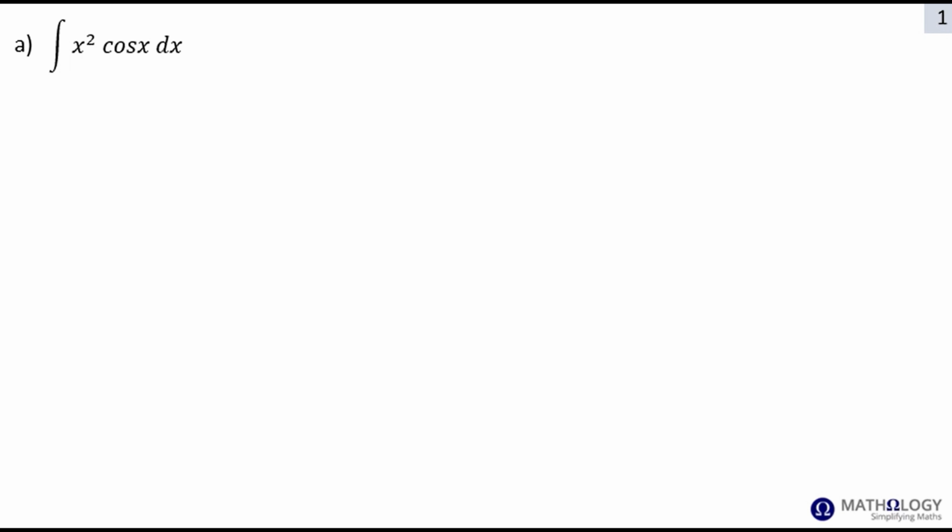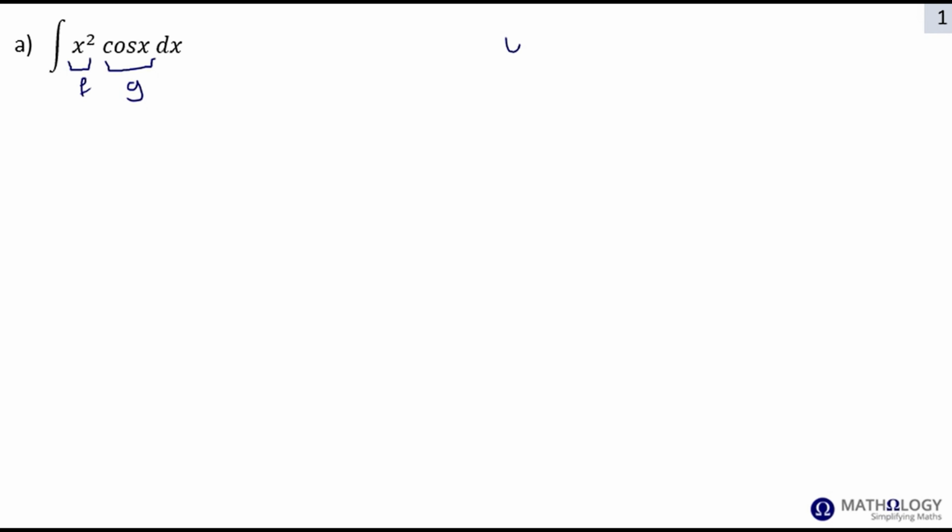Okay, we can't use a u substitution here purely because we cannot express the derivative of either of these functions. So if x squared is f and cos x is g, if we take the derivative of either of these functions here, we can't express it in terms of the other function. So we're going to have to use integration by parts here.